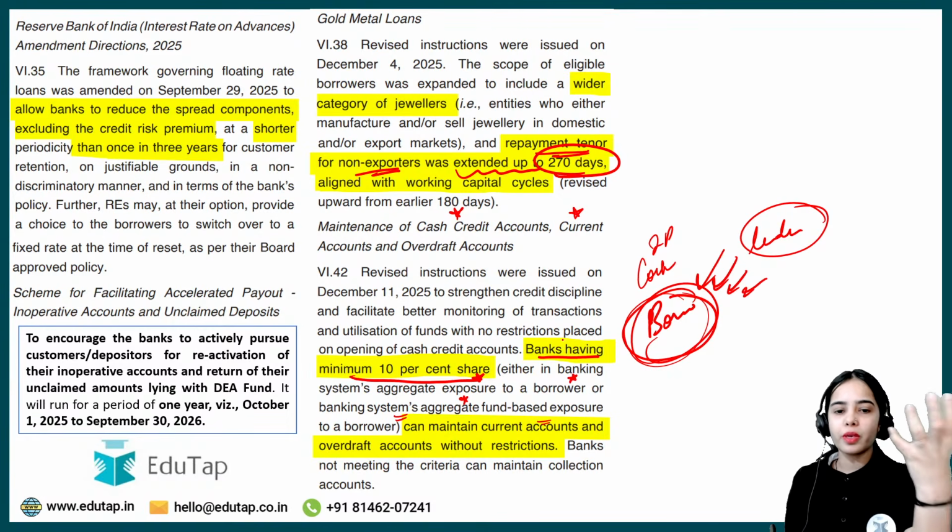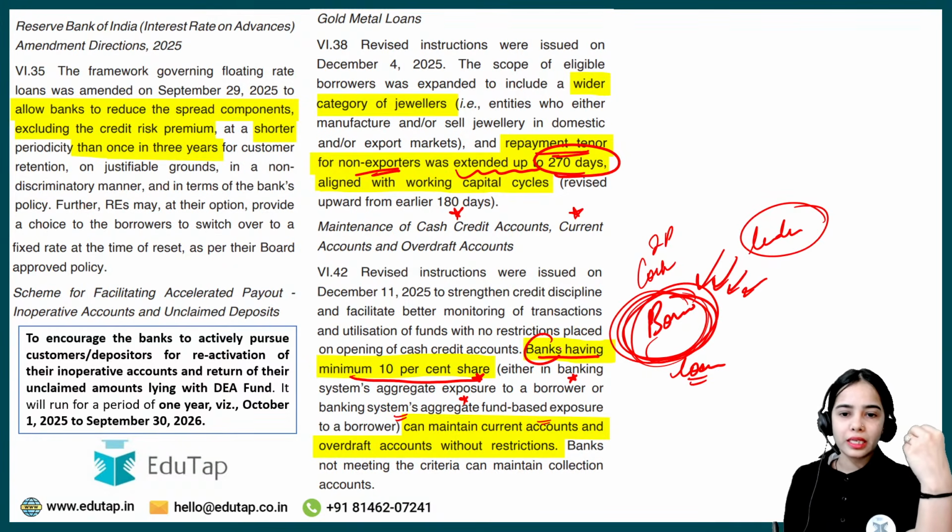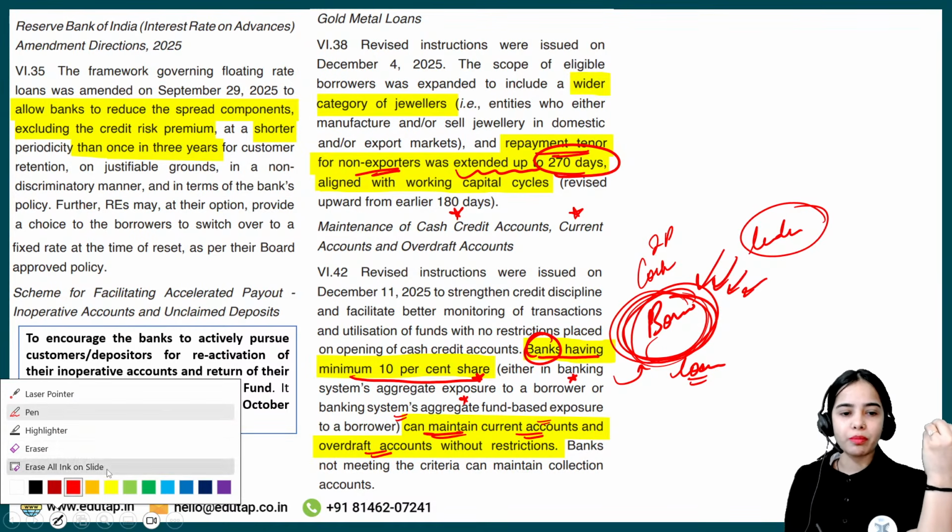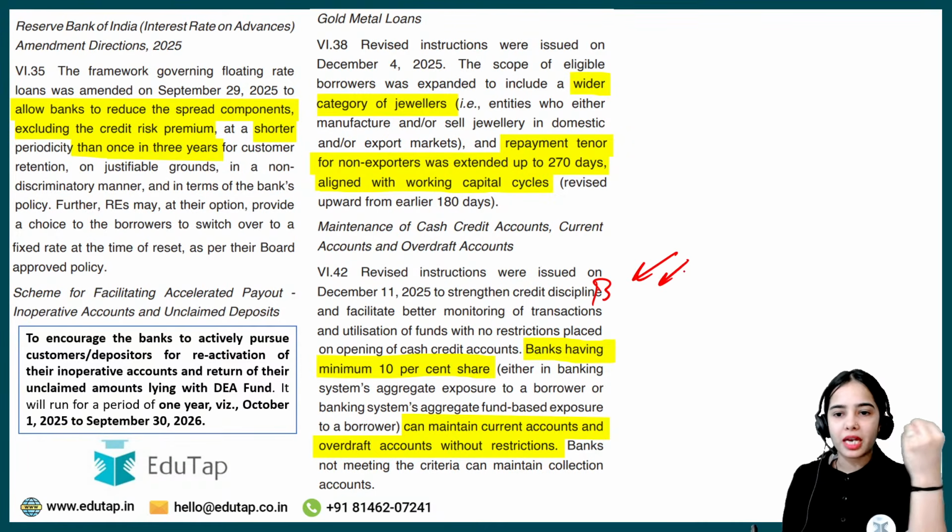So basically, if a bank has a minimum 10% share in the borrower's loans, then the bank can maintain the current account and overdraft accounts of the borrower. Let's say the borrower has taken multiple loans from multiple different banks.